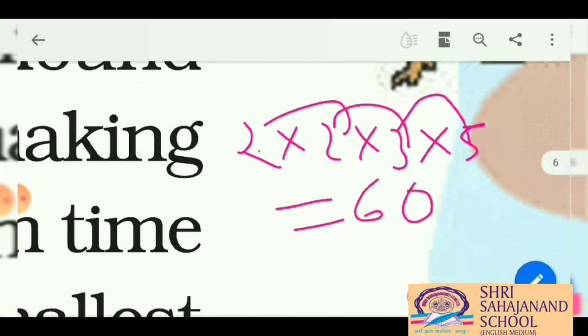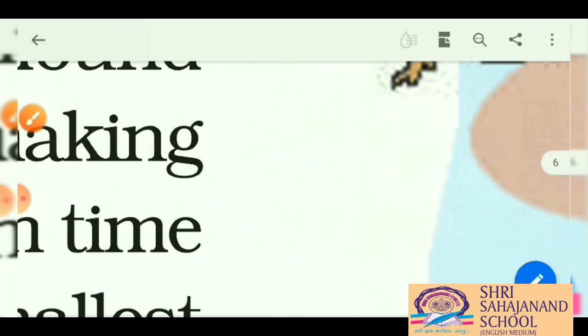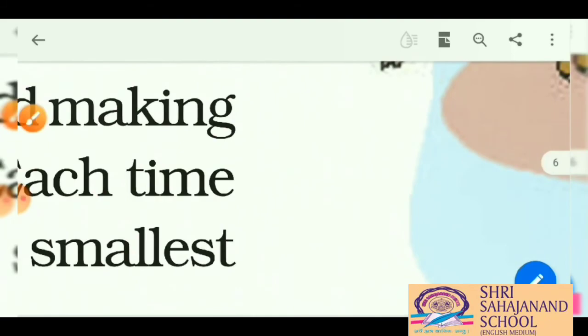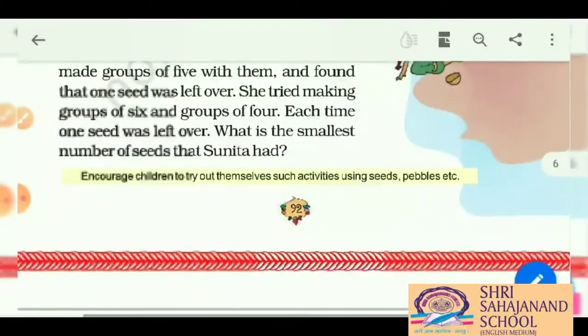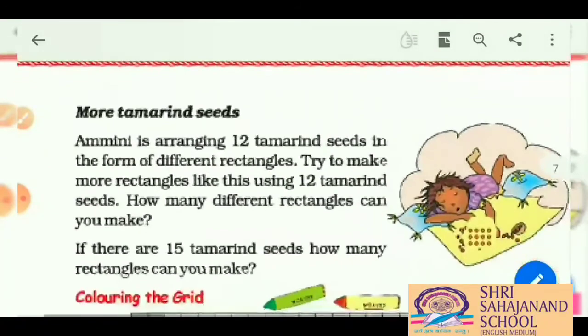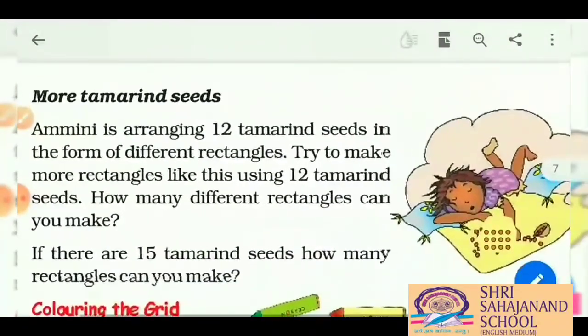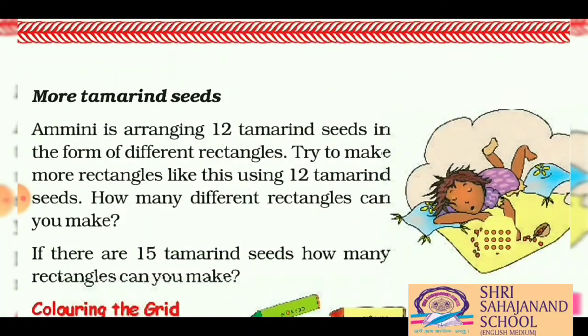And one seed is remaining every time, so 60 plus 1, 61. So this is your answer. In this way you can get that number, and we have solved this puzzle. I hope that you have understood these two ways very well. Now second is more tamarind seeds. Okay, so we have the second puzzle.